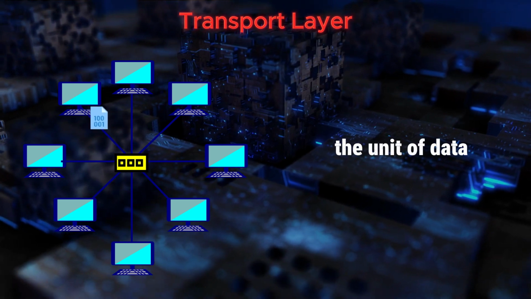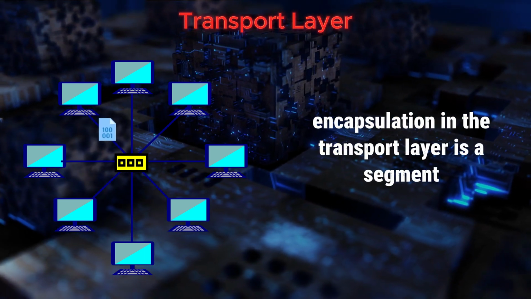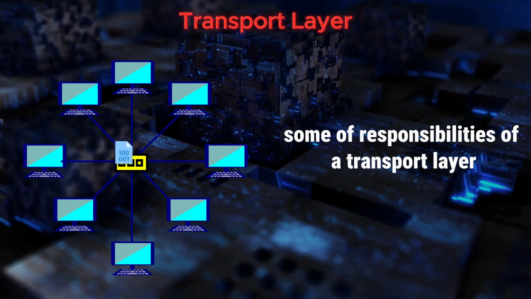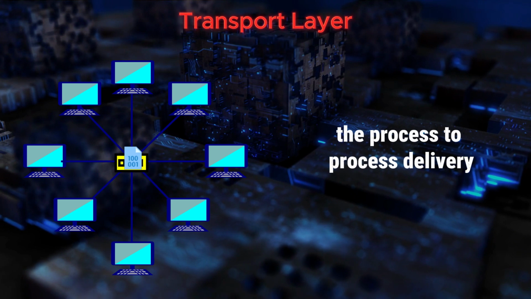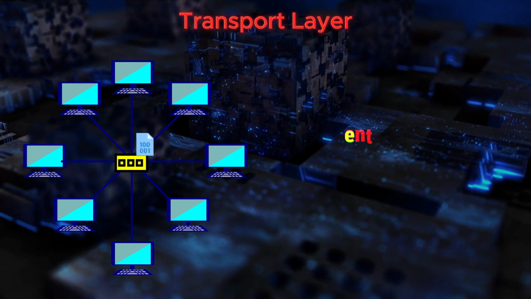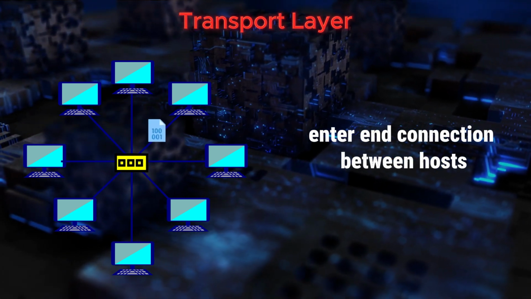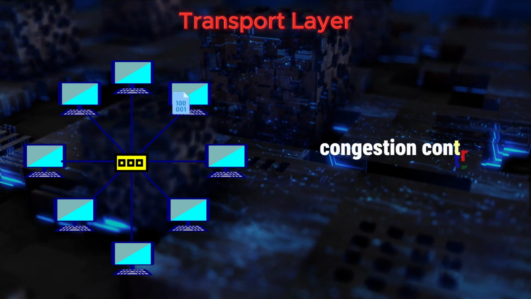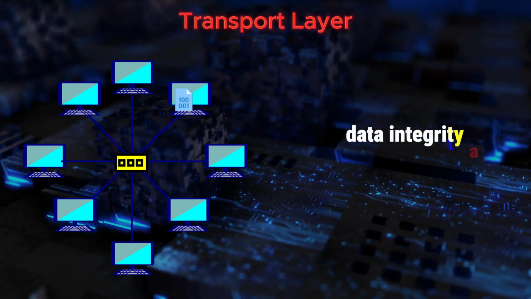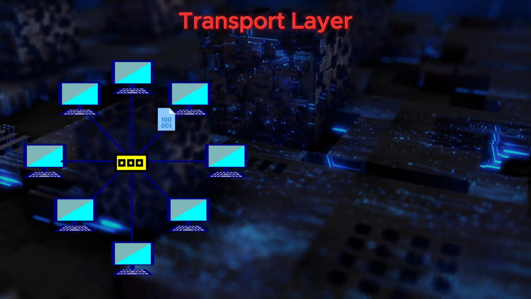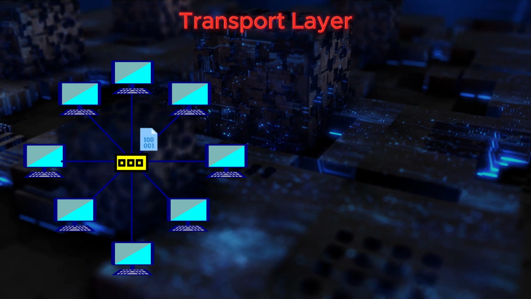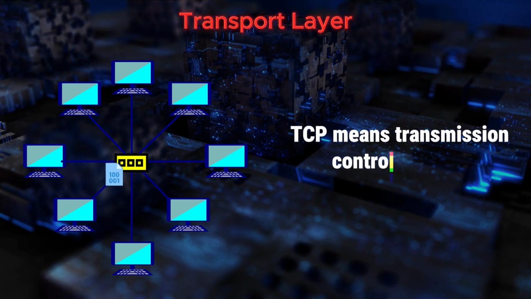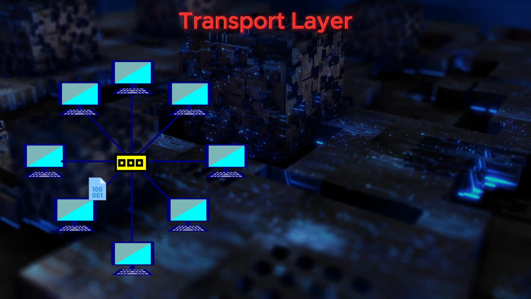The unit of data encapsulation in the transport layer is a segment. Some responsibilities of the transport layer: process-to-process delivery, end-to-end connection between hosts, multiplexing and demultiplexing, congestion control, data integrity and error correction, and flow control.